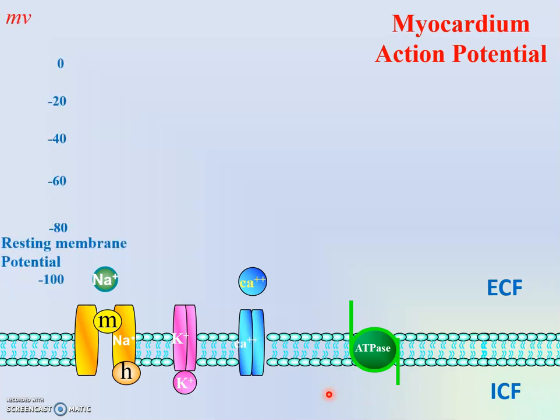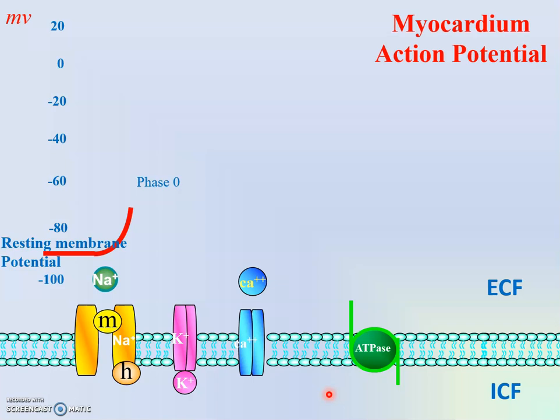So the resting membrane potential is at minus 90 and can shoot up to plus 20. Resting membrane potential gives a straight line, and at all times a slow depolarization is taking place. When the slow depolarization reaches minus 70 charge, it initiates phase 0.